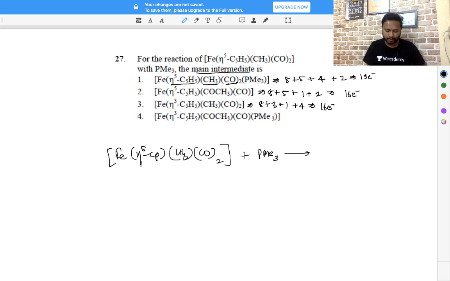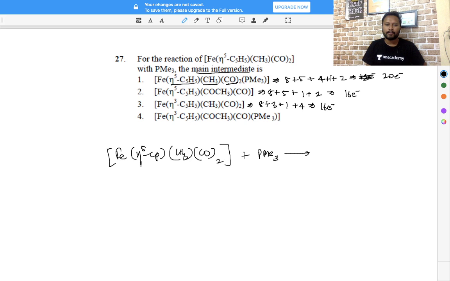And 20 electron, okay, let me just count it again. So 8 plus 5 is 13 and plus 6 is 19, right? How will it be 20? 8 plus 5 plus, acha, one I didn't count, sorry. One I didn't count because of this CH3, that one I just missed out. Okay, yeah, so it will be 20 electrons.